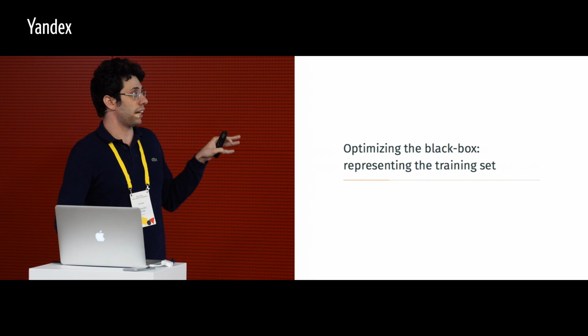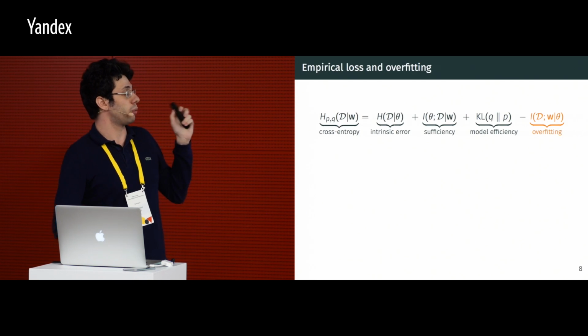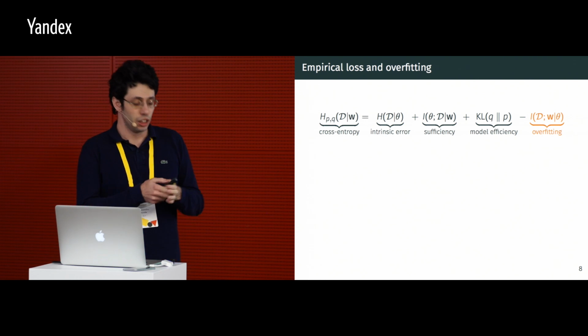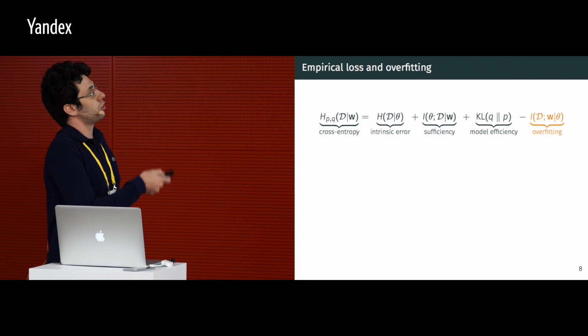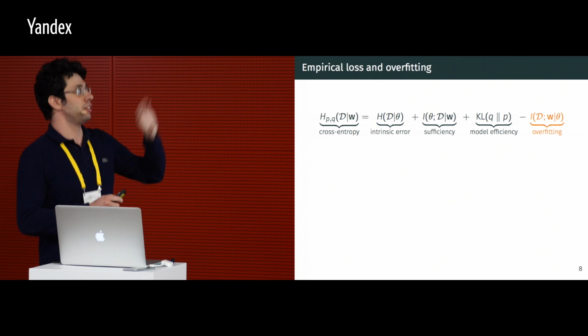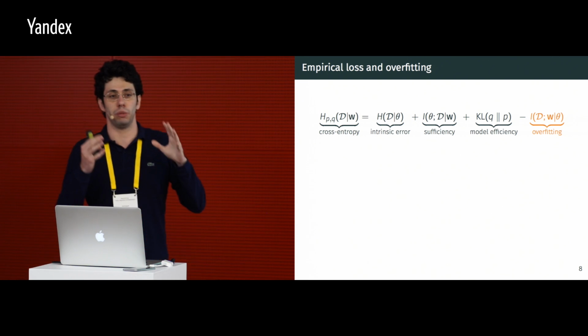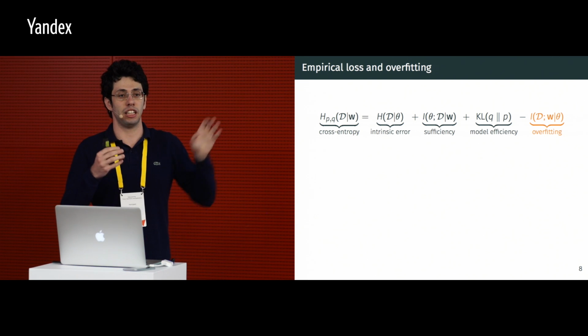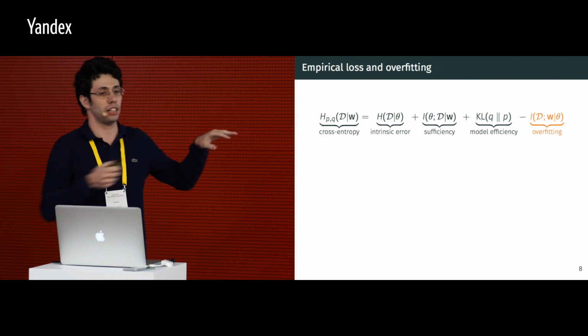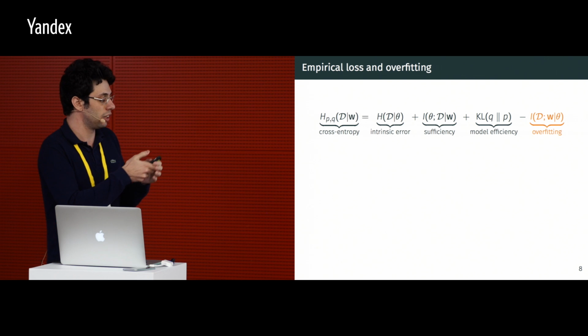So to set the stage for this, let me start by writing down the common cross-entropy loss that we use and decompose it in an information theoretic way. So first of all, the cross-entropy decomposes as the intrinsic error. This is the error we will commit in classifying the dataset, even if we knew the right parameter of the distribution generating the data, and so there is nothing we can do about this.